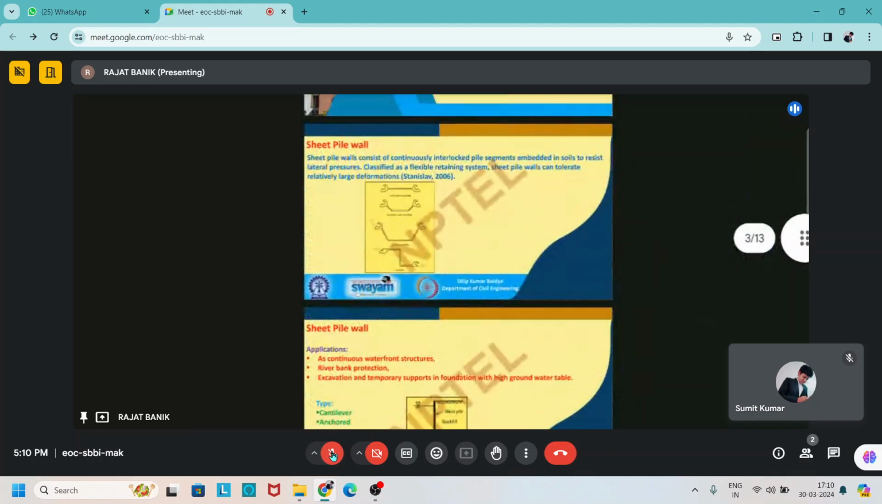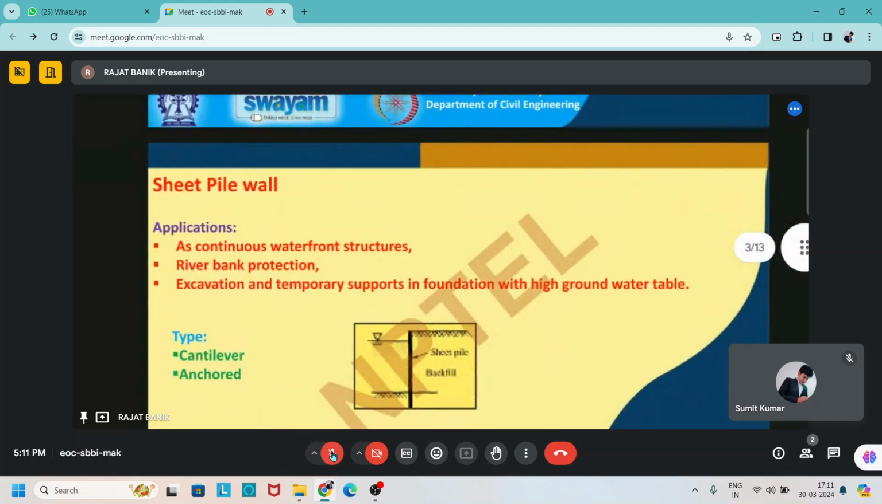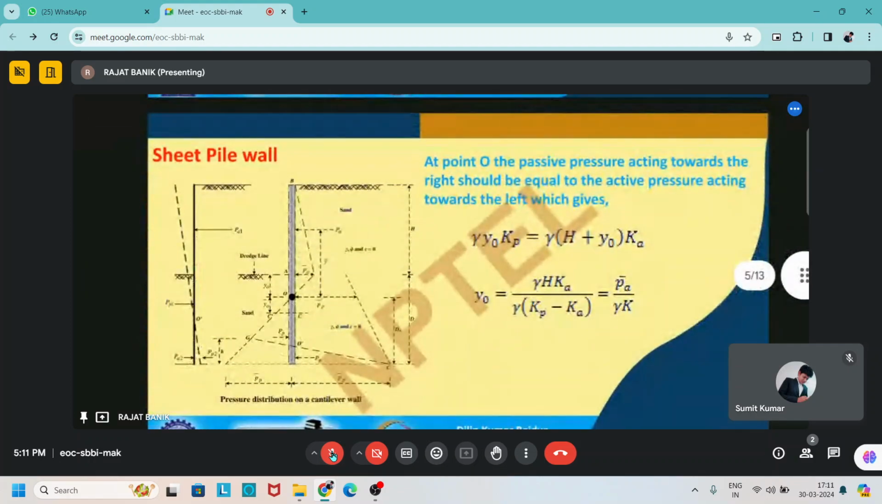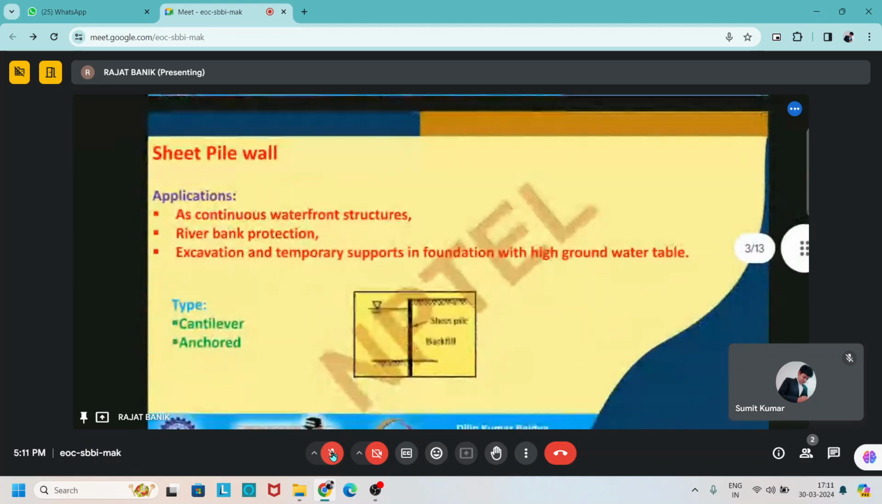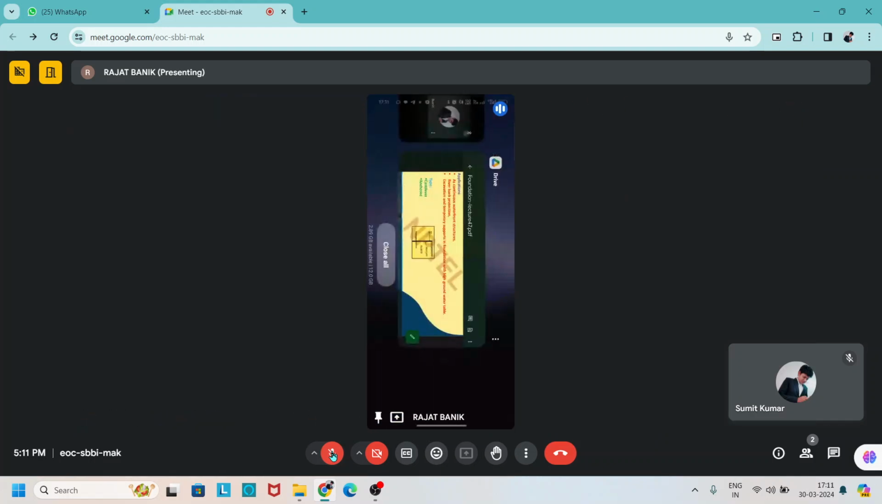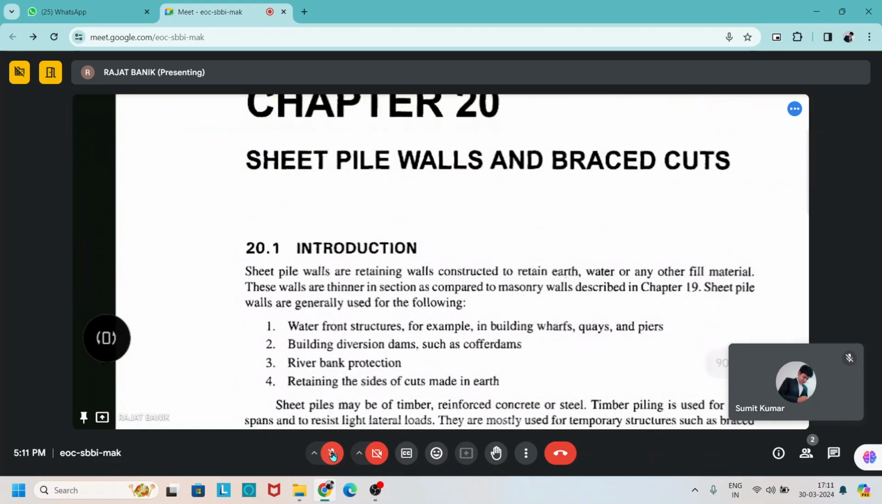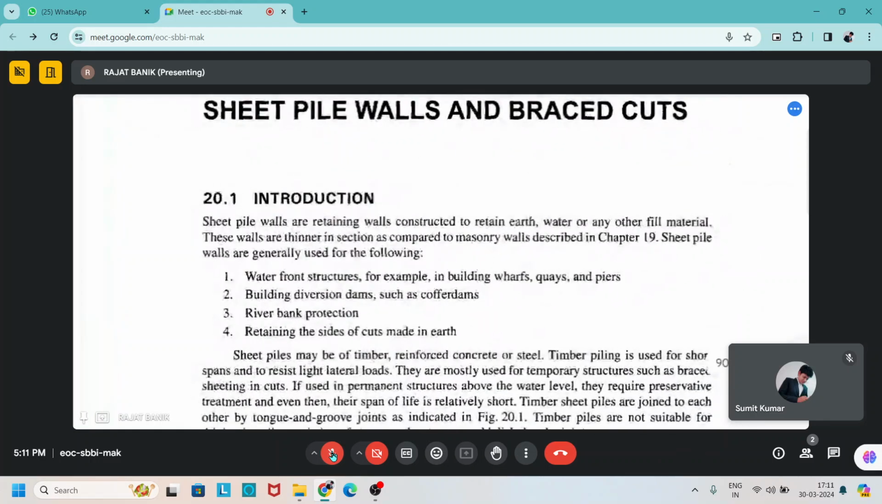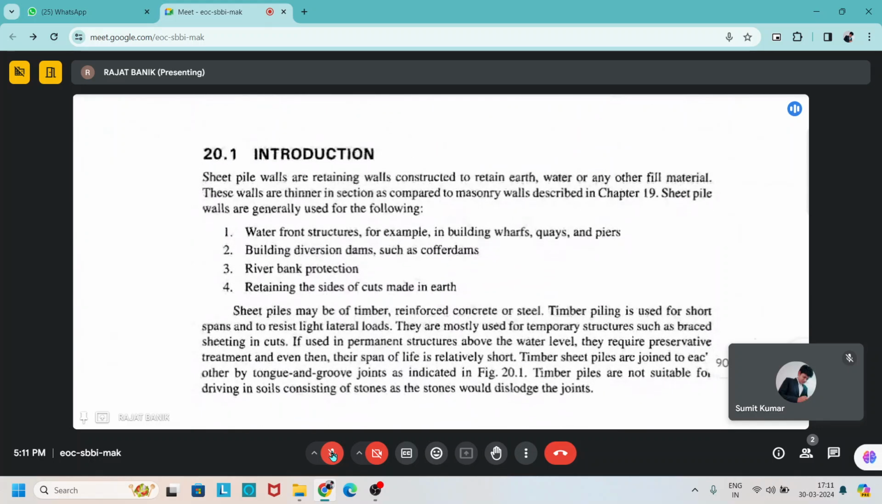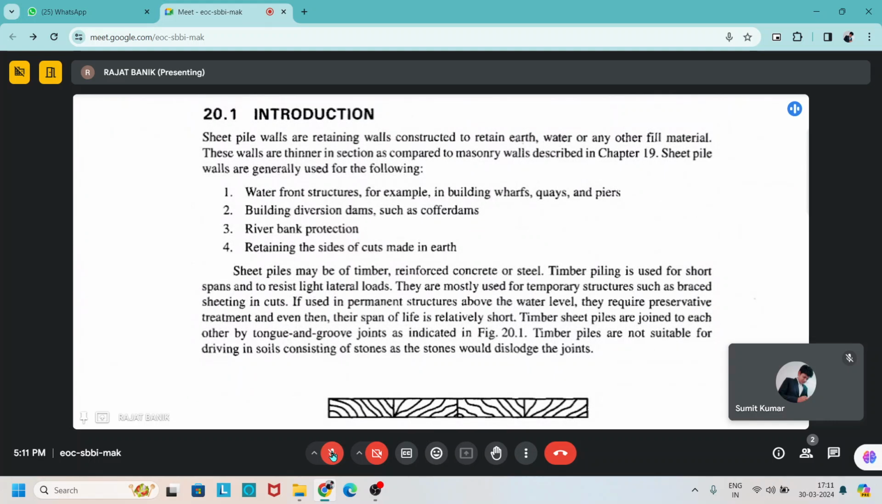To better understand, we move on to the book by author VNS Murthy. Sheet pile walls are retaining walls constructed to retain earth, water, or any other fill materials, and are mostly used for waterfront structures, for example, in buildings, quays, and piers. They are also used as a cofferdam, and as river bank protection, and also for retaining the sides of cuts.